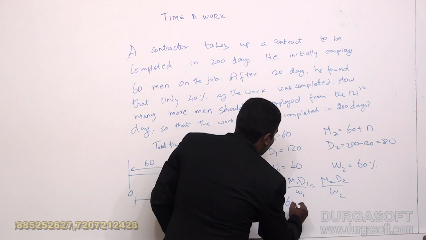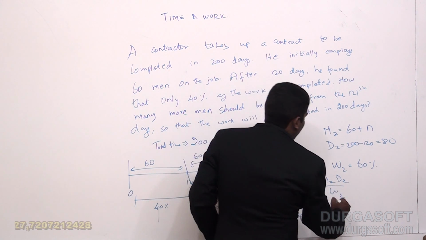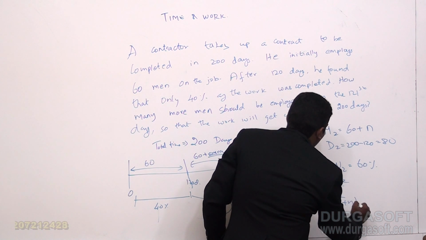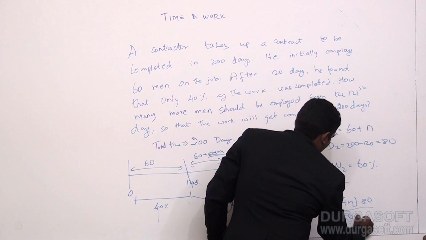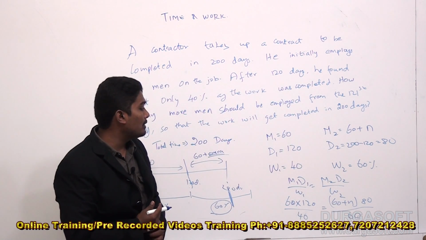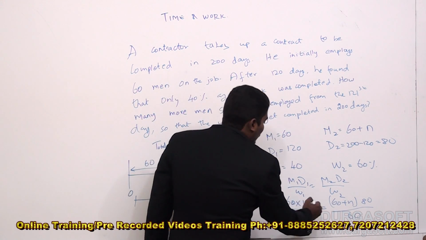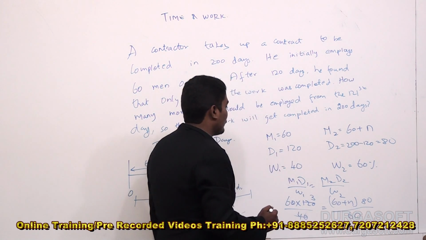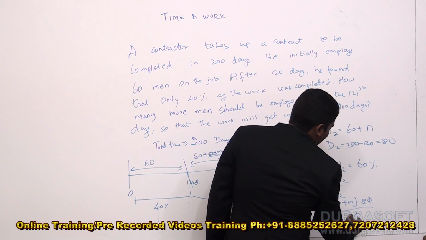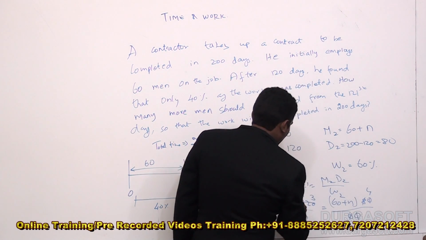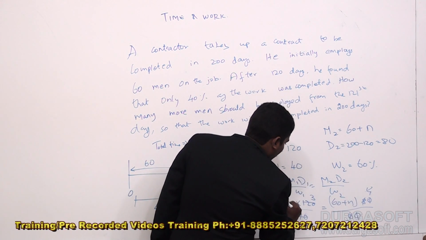In this case it is 60 into 120 divided by 40. This will be same as 60 plus N into 80 divided by 60. So what I can do is that 40 one time, 40 three times, so the 0s I will cancel. Second table 3 times, second table 4 times. Again fourth table 1 time, fourth table 15 times.